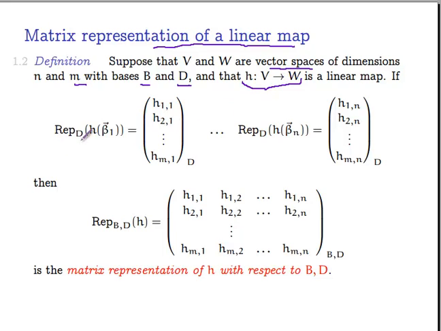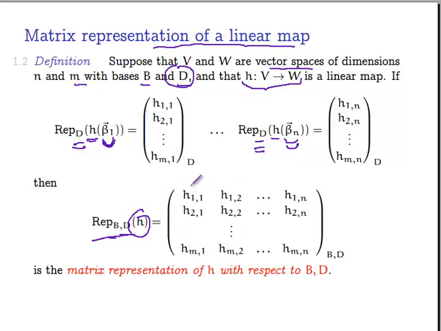Now, if the representation in the codomain basis of the mapping acting on the first domain basis vector is given by this column vector of numbers, and the representation in the codomain basis of the linear map operating on the last basis vector in the domain is this column of numbers, then I can represent the linear map with respect to these two bases by the following matrix.